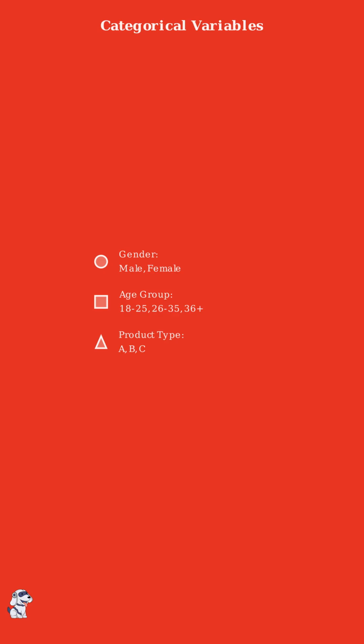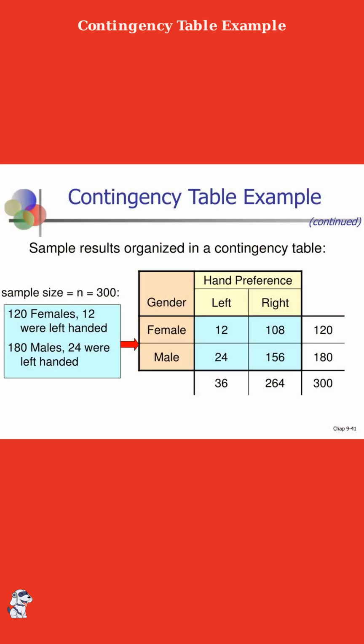Examples include gender with categories like male and female, age groups such as 18-25 or 26-35, and product types like A, B, or C. A contingency table organizes data into rows and columns. This example shows the relationship between gender and hand preference. Each cell contains the frequency count for that specific combination, like 12 left-handed females out of 120 total females.